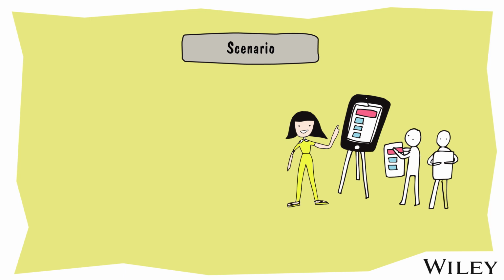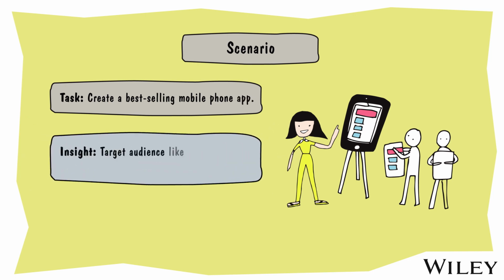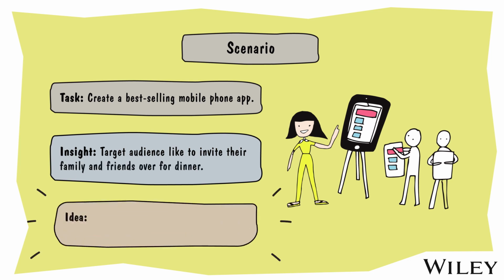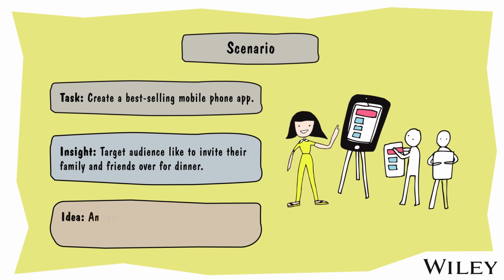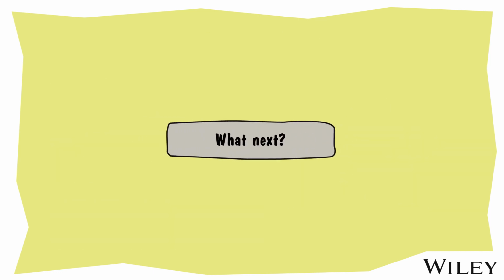Imagine this. Your team has been assigned to create a best-selling mobile phone app. You discover that people in your target audience like to invite their family and friends over for dinner. In a brainstorming session, someone proposes an app to help plan a dinner menu that will make all the guests happy. What do you do next?